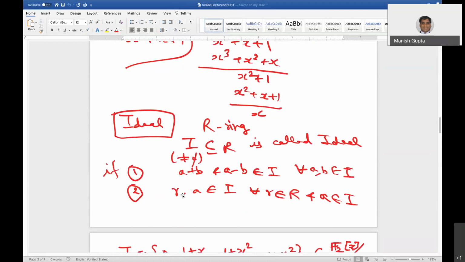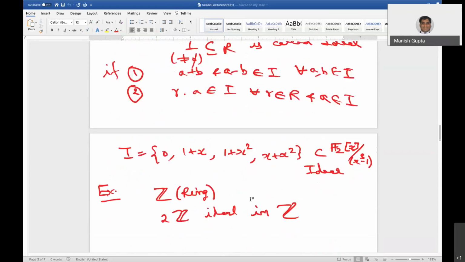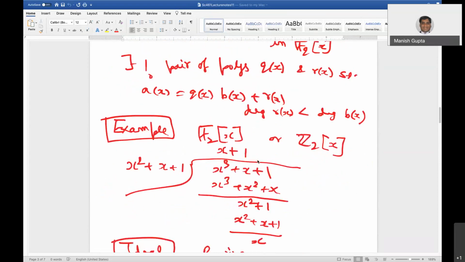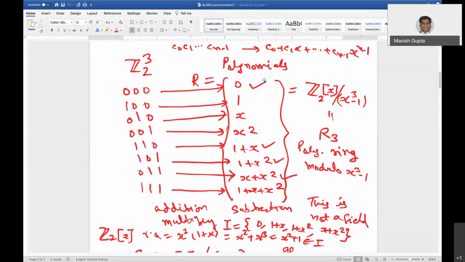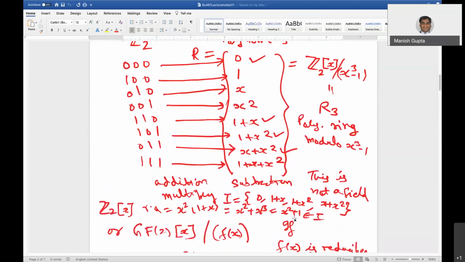If it is closed under scalar multiplication from the left from the ring, then we call I an ideal. So a very nice example was I equal to {0, 1 plus x squared, x plus x cubed, ...}, an ideal in the F2[x] modulo x cubed minus 1 ring. Now this is clear. If you take 1 plus x squared and x plus x squared, these 4 elements form an ideal. They satisfy all the properties of an ideal. Now there are a couple of other examples of ideals.